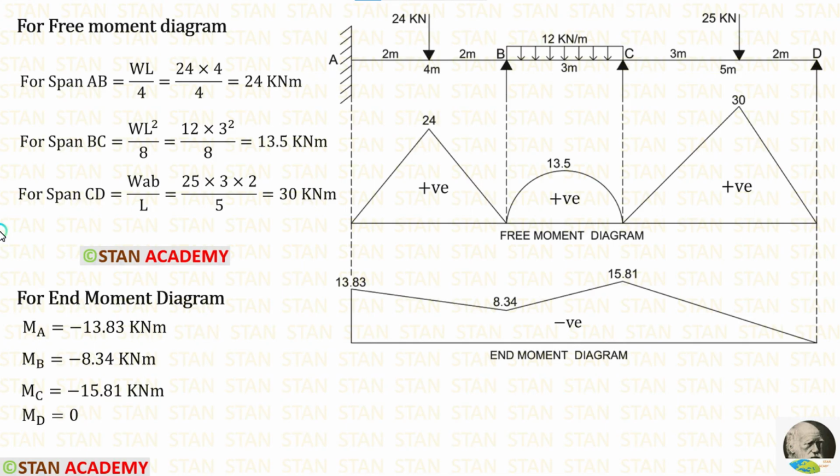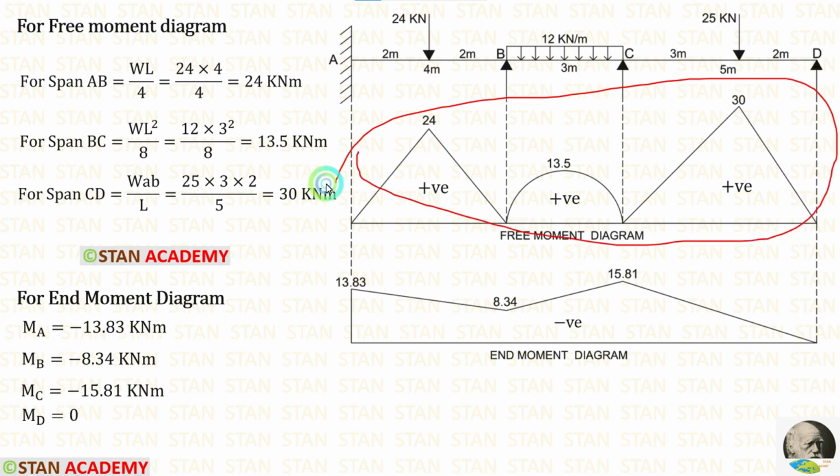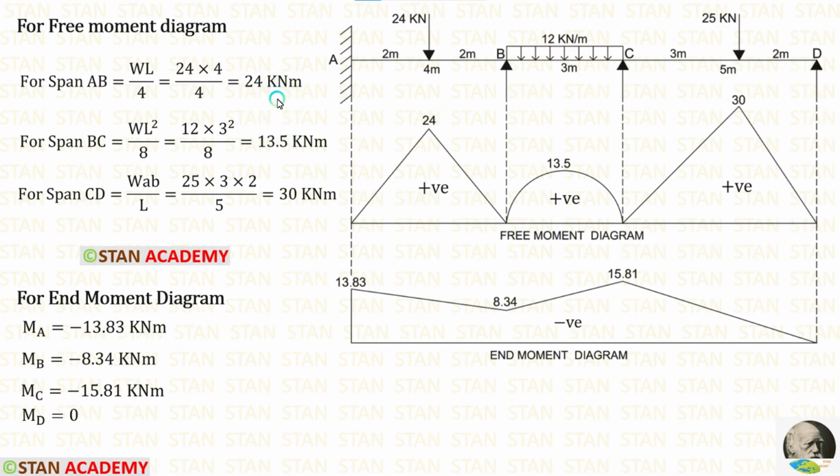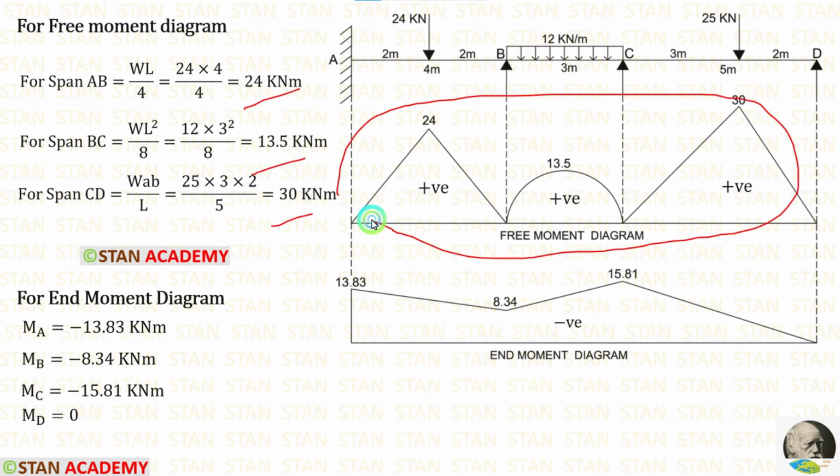Now we are going to draw the bending moment diagram. For making the bending moment diagram, first we have to draw the free moment diagram, then end moment diagram, and then we have to combine both of them to make the bending moment diagram. For making the free moment diagram, we have to consider every span as a separate simply supported beam. Then we have to draw these diagrams. In the beginning, we have already seen how to make these ordinates and draw the diagram.